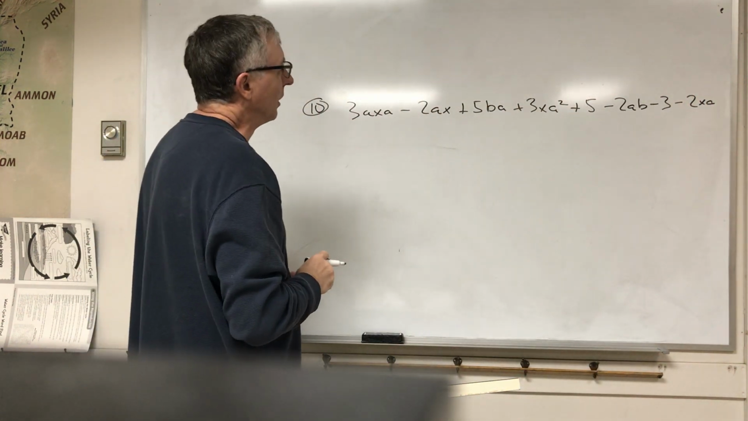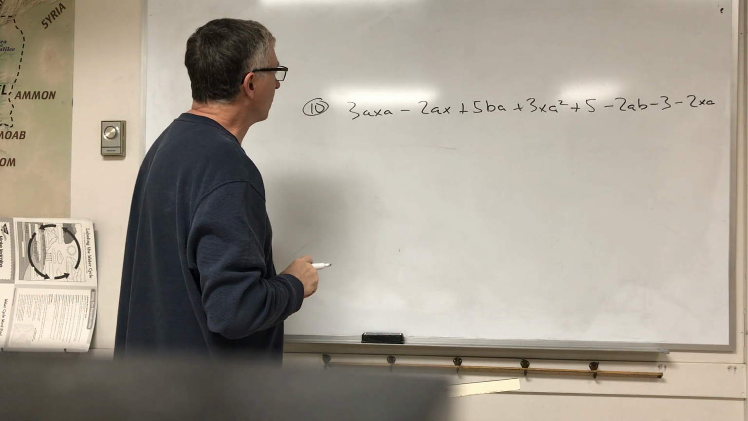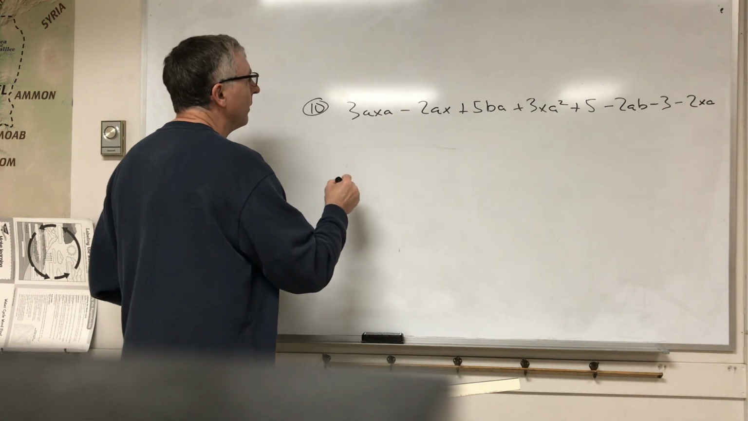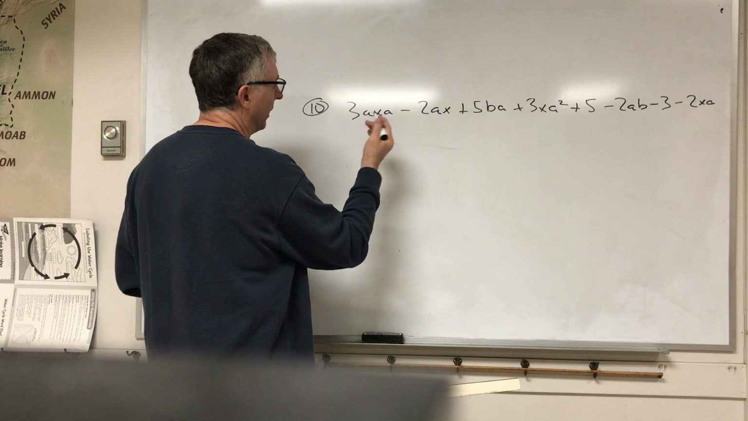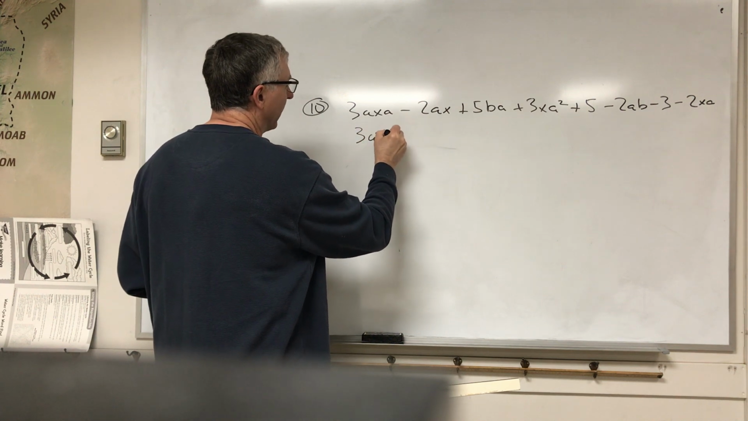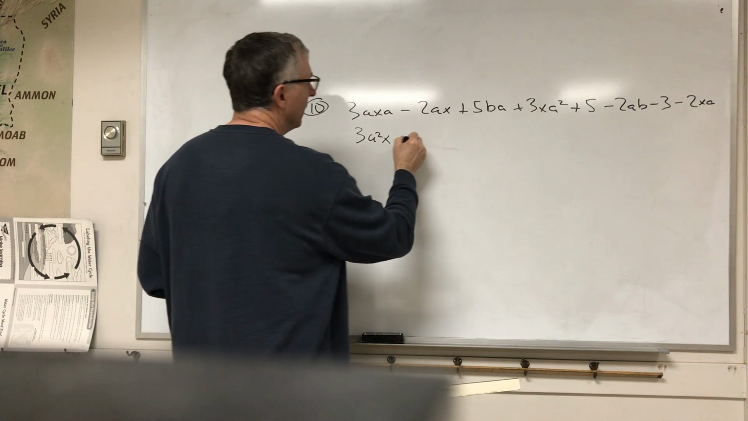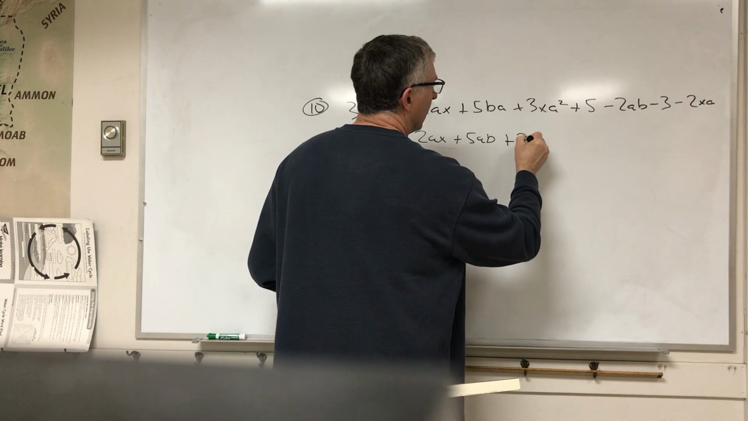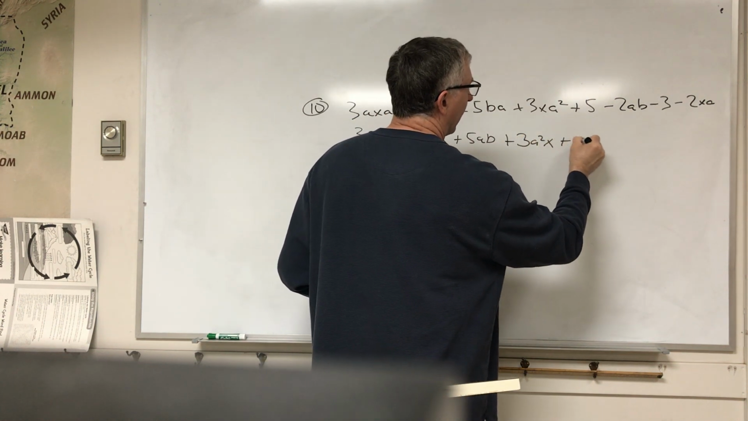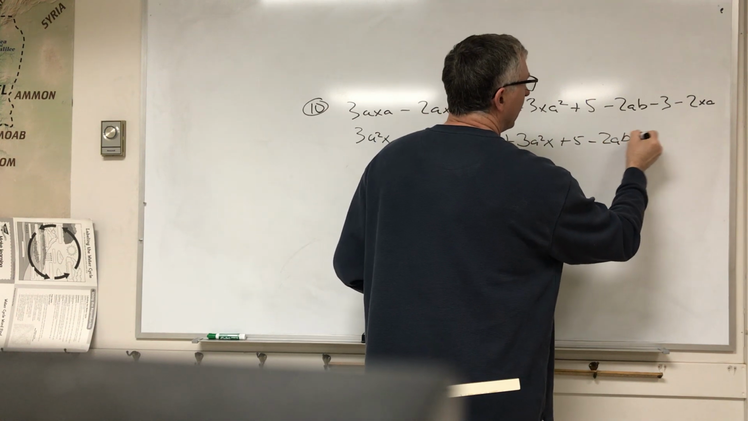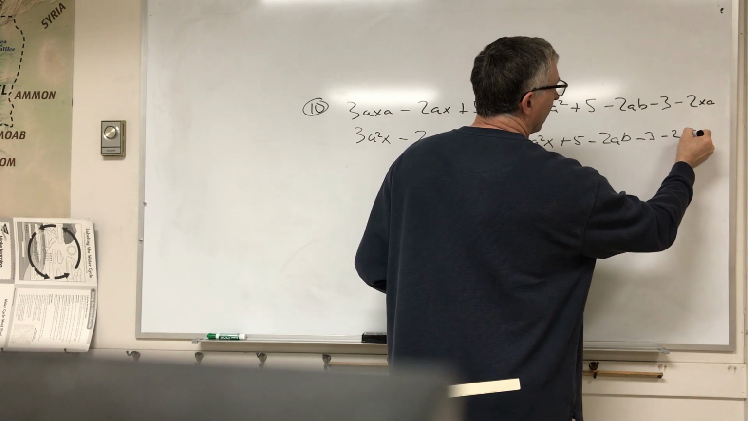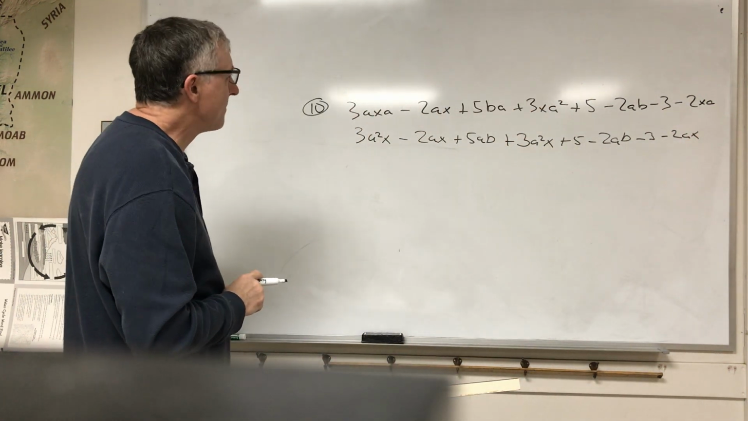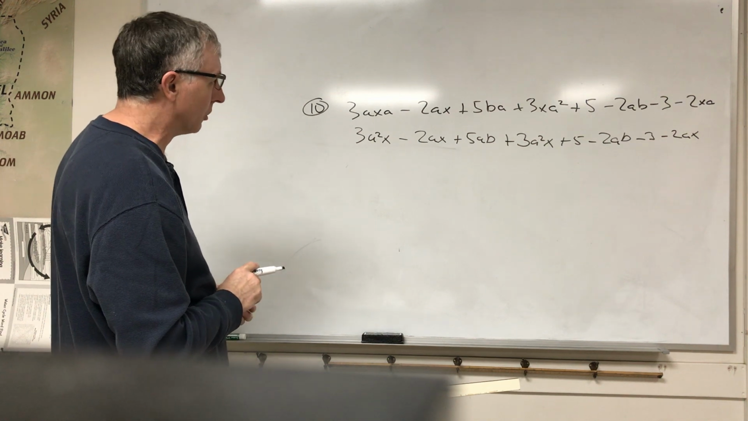So what we're going to do here is first arrange each of the terms in alphabetical order and combine as much as we can within the terms. So 3a squared x, because a times a is a squared, minus 2ax, plus 5ab, plus 3a squared x, plus 5, minus 2ab, minus 3, minus 2ax. Okay, now we're ready to combine terms.